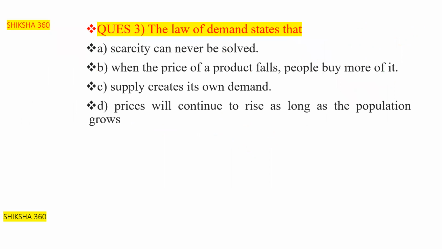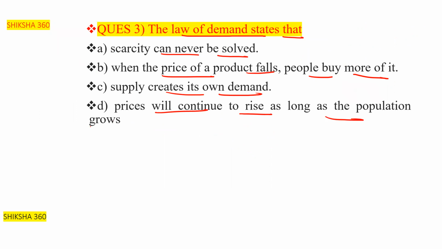Now move to the last question. The law of demand: what does it state? Scarcity can never be solved. When the price of the product falls, people buy more of it. Supply creates its own demand. Or price will continue to rise as long as the population grows.